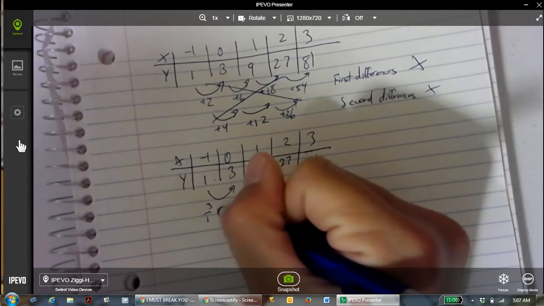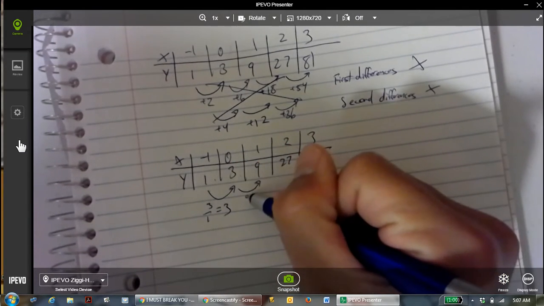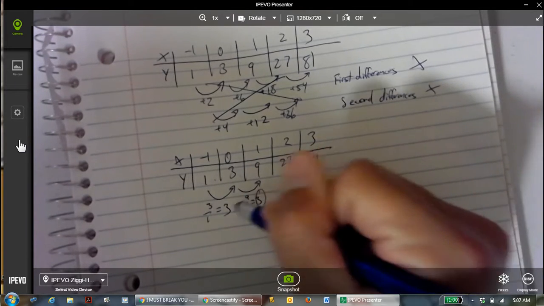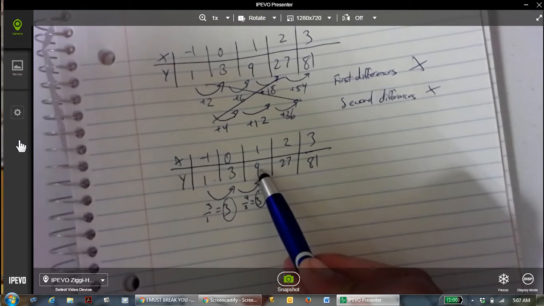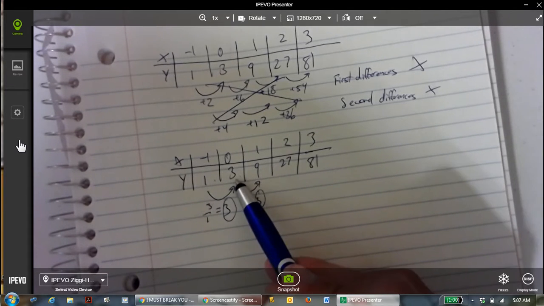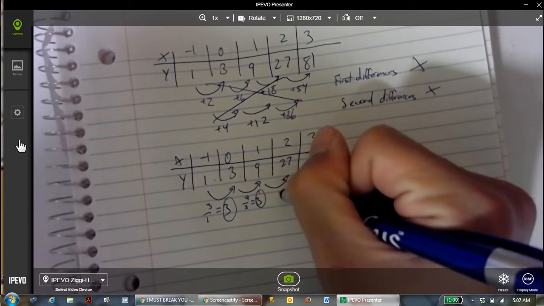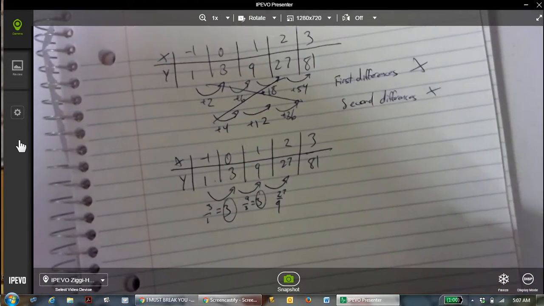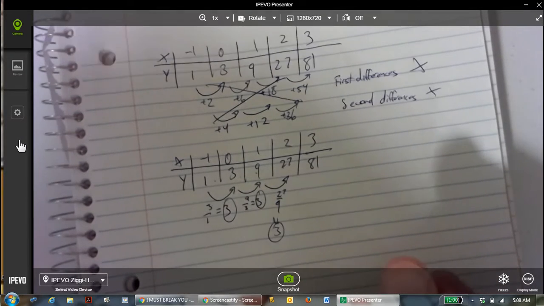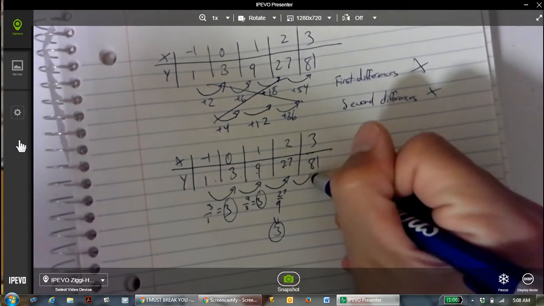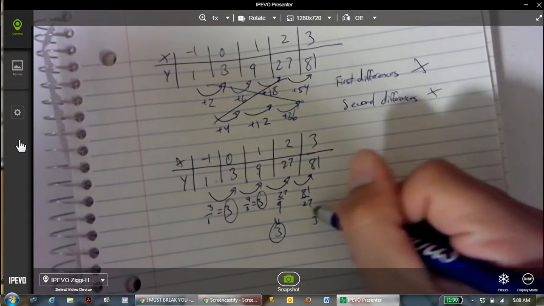So I'm going to divide this number and this number. 3 divided by 1 gives me 3. And how about this? Is 9 divided by 3 going to give me the same number? Yes, I took 9 divided by 3, the number to the right divided by the number next to it, and that's 3. How about 27 divided by 9? Yes, this gives me the same number. And 81 divided by 27 is also 3.